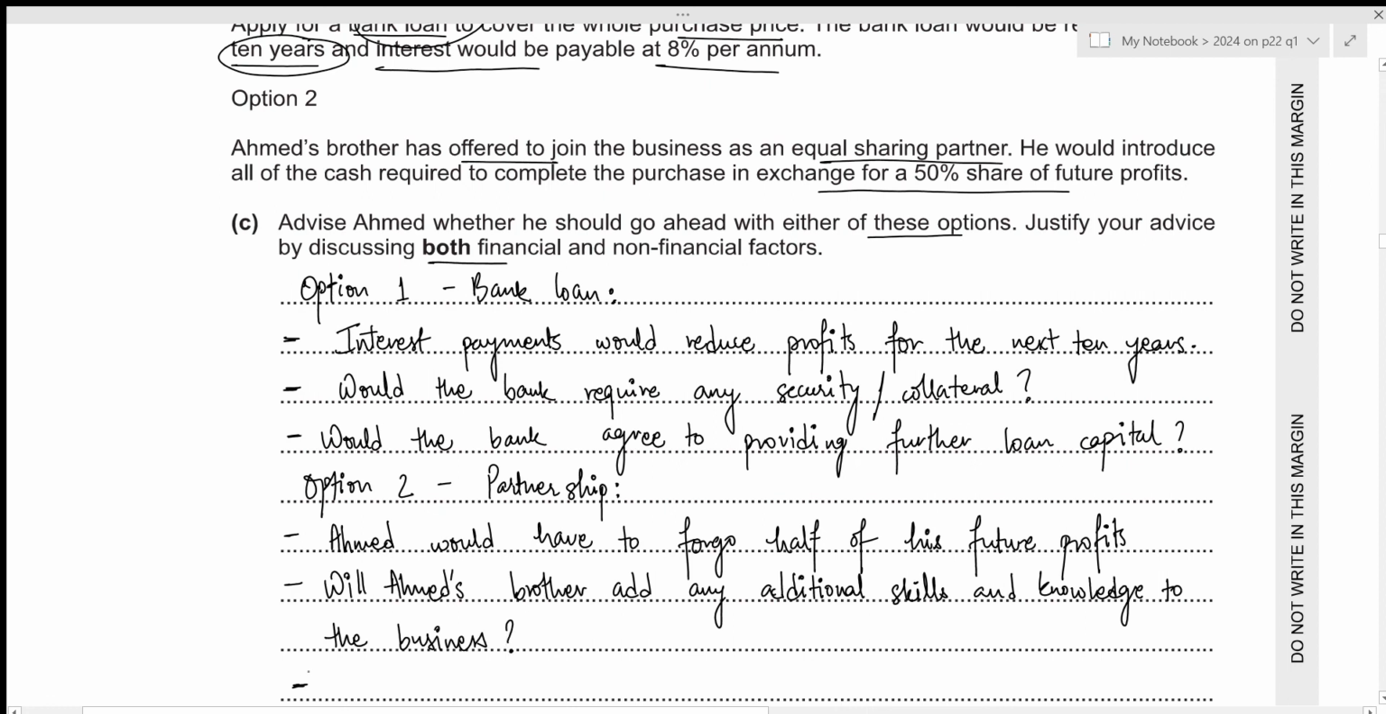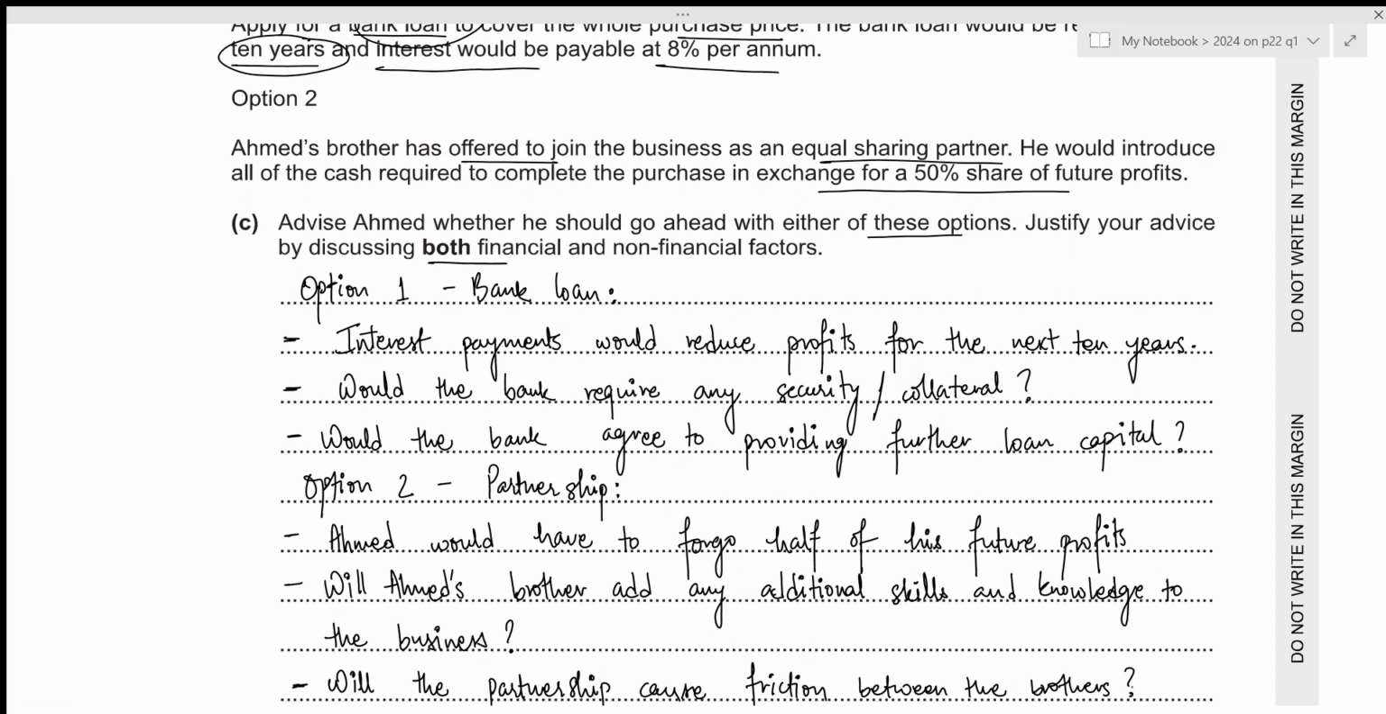Then for the last point, since this is partnership, there is always a risk of any sort of conflict. So we can ask the question, will the partnership cause friction between the brothers? So will the partnership cause friction between the brothers?